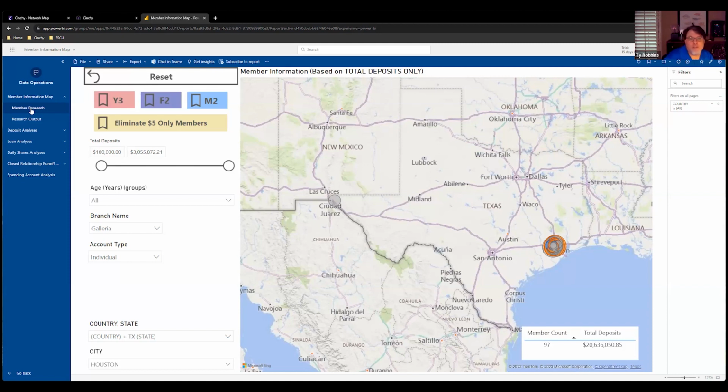This particular view is used by the branch managers every single day to identify who they should contact with respect to wealth management, who they should contact with respect to delinquency, because this number goes negative.